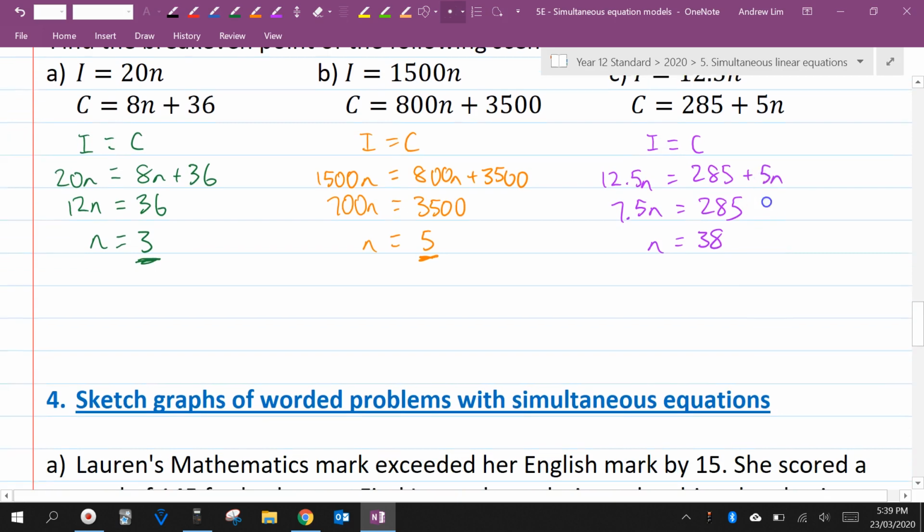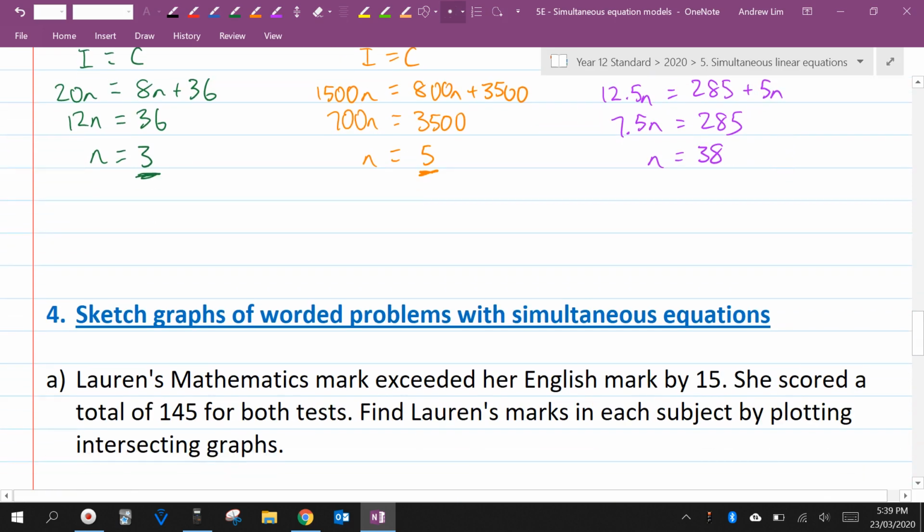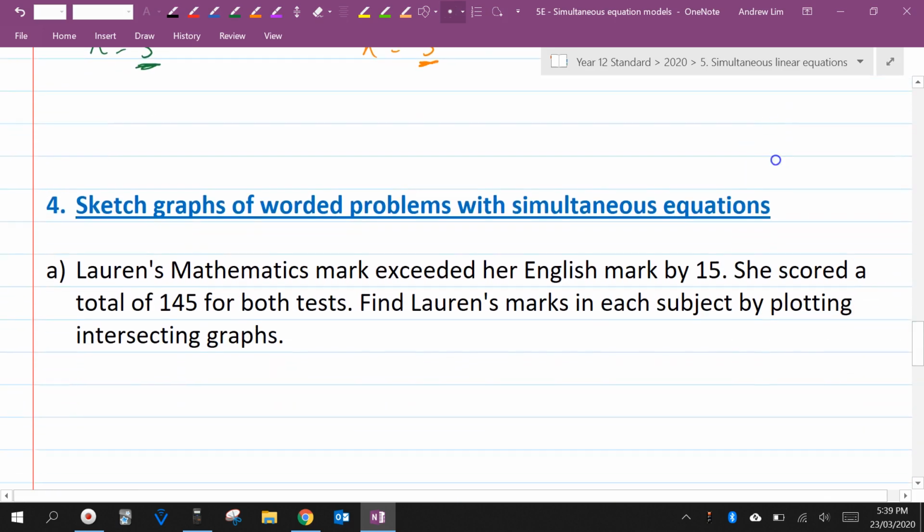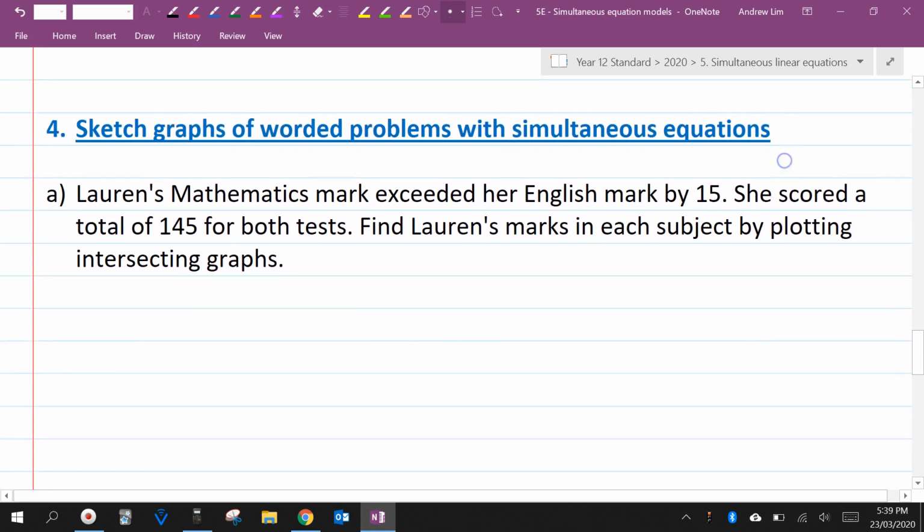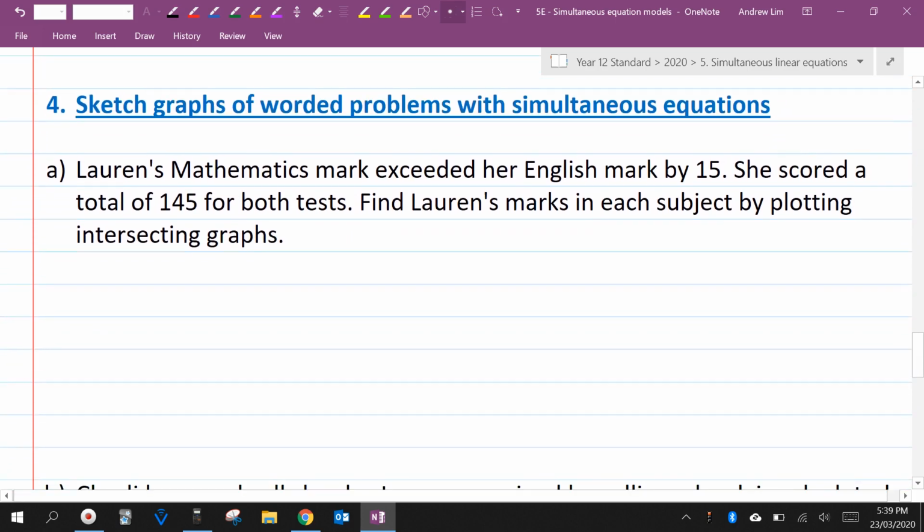Okay, so let's see if we can apply everything that we've learned so far in this video to some worded problems. We're going to learn how to sketch these graphs. So Lauren's mathematics mark exceeded her English mark by 15. She scored a total of 145 for both tests. Find Lauren's marks in each subject by plotting intersecting graphs.